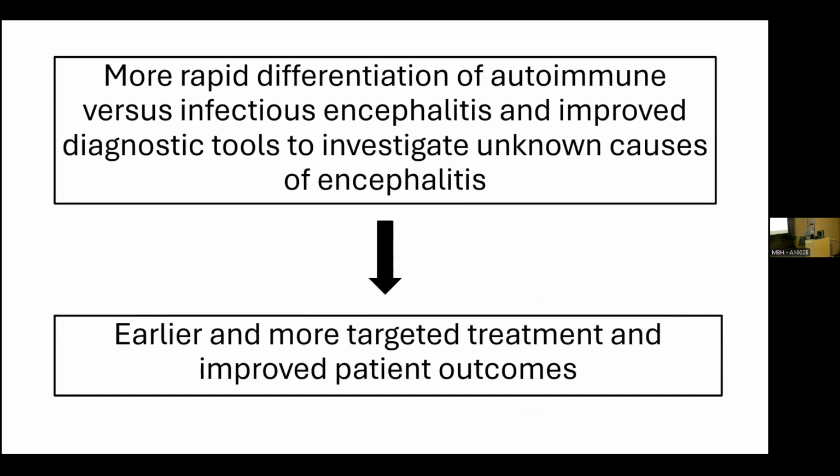So I hope this case also illustrates how it can be really difficult to determine if a case is infectious or autoimmune, given there can be overlapping clinical phenotypes, and highlights how we really need better diagnostic tools to differentiate these diseases, which ultimately could lead to more targeted treatment approaches and improved patient outcomes.